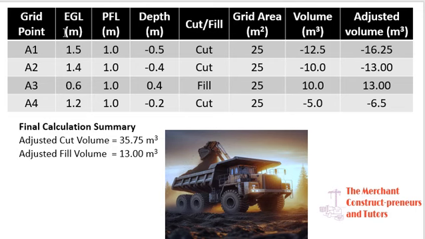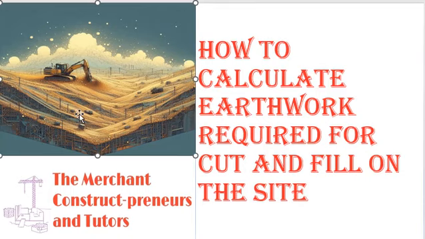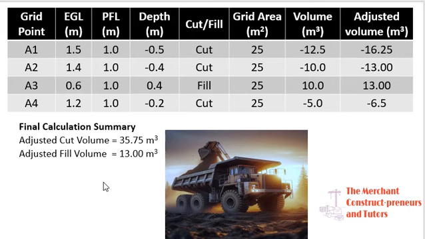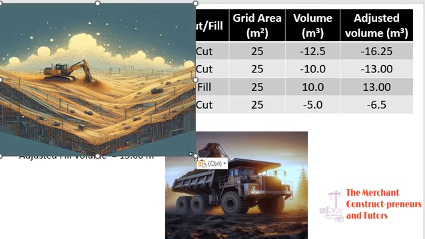Okay. So EGL means existing ground level. The existing ground level for grid A is 1.5. Existing ground level for grid B is 1.4. For grid C, for grid A3, it is 0.6. For the last grid it is 1.2. Just imagine this image here, so you understand, or you appreciate what we are talking about. Or let me just copy this image to this last point.